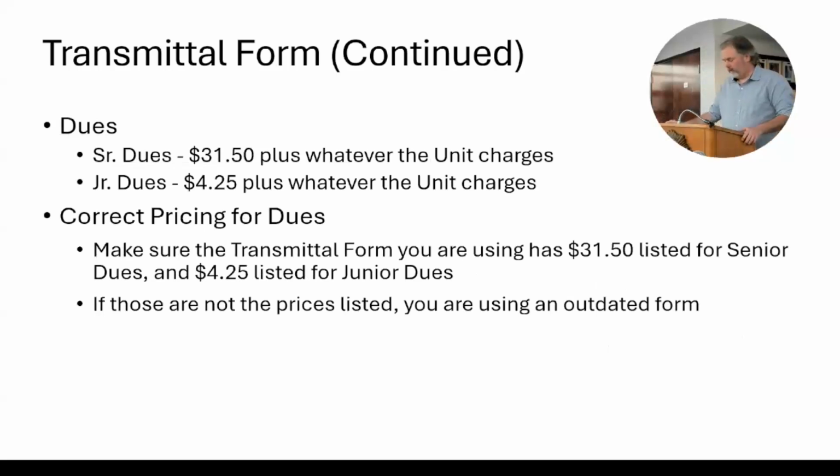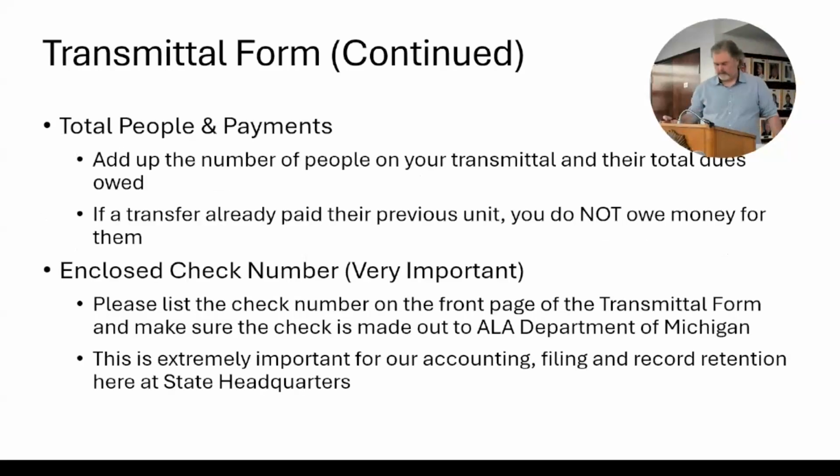Senior dues currently are $31.50 plus whatever the unit charges. Junior dues are $4.25 plus whatever the unit charges. So if you're at home or you're here and you're looking at your paperwork and the pricing does not say $31.50 and $4.25, you're using outdated paperwork. So you're going to go to our Michelak's website and get those new forms, which you can fill out online and print out. So you're going to want to go there. So again, $31.50 is the current for seniors, and $4.25 is the current dues price for juniors.